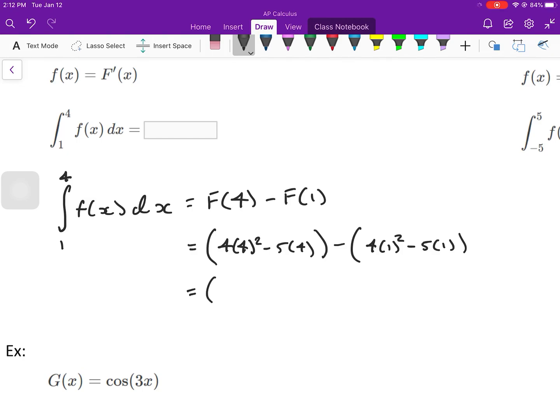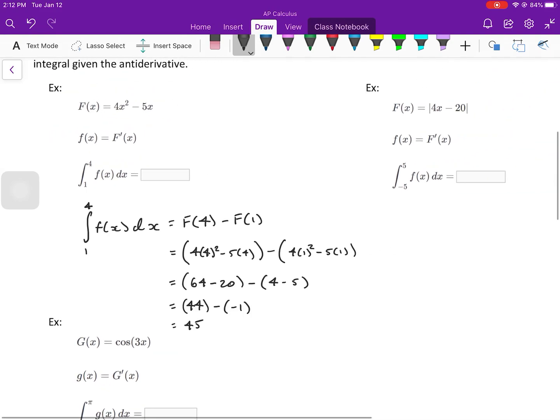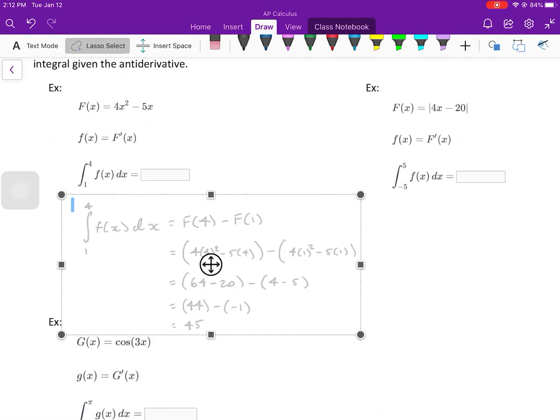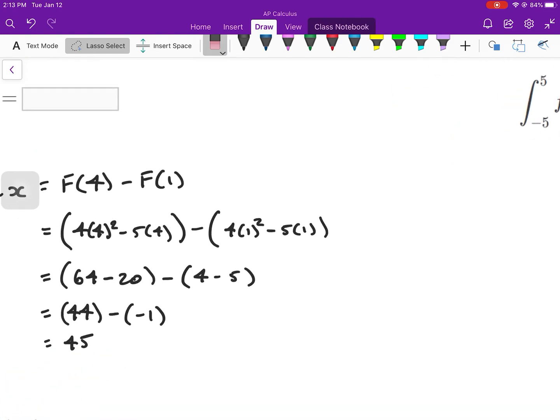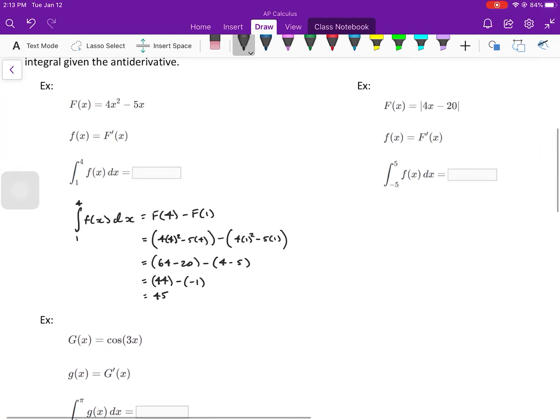So what is that going to be? 16 times 4, I think is 64. Hopefully I'm right. And then that's going to give me 44 minus negative 1, which is 45. And there you go. So that's how you do that.